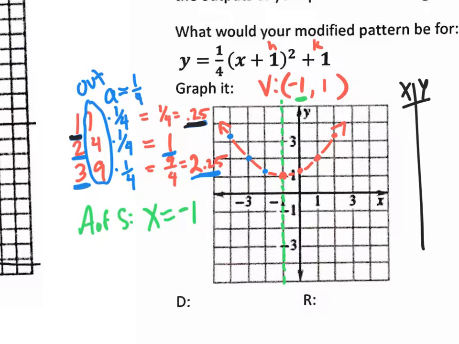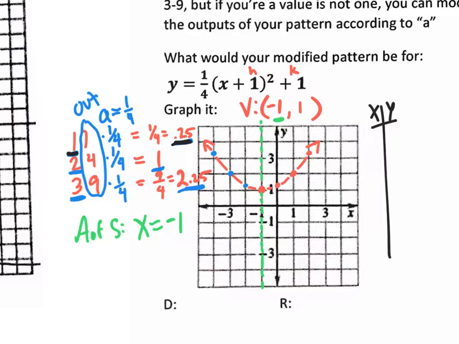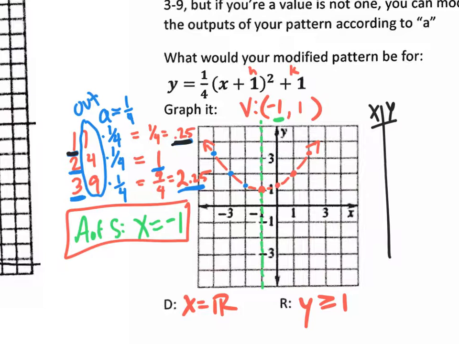Forget about it. It's way easier to just use the modified pattern if your a value is not 1. Again, what's the domain right here? You say x equals all real numbers. What's the range? Y is clearly above a certain value, at or above a certain value, which is +1. The axis of symmetry we already stated. I'm not going to ask for x and y intercepts on the test, but it's something that you should know anyway.